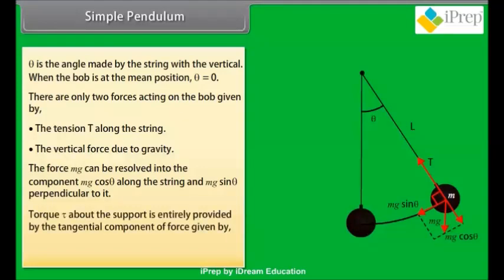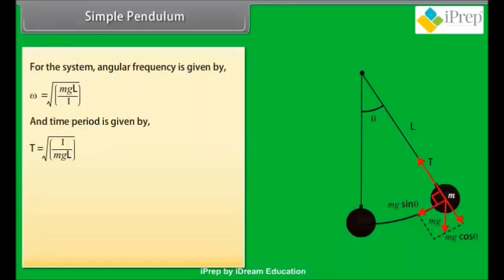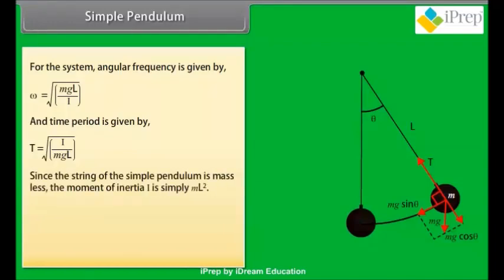Torque tau about the support is entirely provided by the tangential component of force, given by tau is equal to minus L mg sin theta. For the system, angular frequency is given by omega is equal to under root mgL upon I, and time period is given by T is equal to 2 pi under root I upon mgL. Since the string of the simple pendulum is massless, the moment of inertia I is simply mL square. Now, the time period of a simple pendulum is T is equal to 2 pi under root L by g.